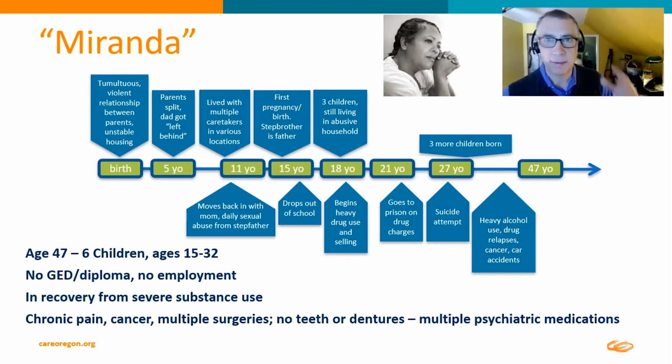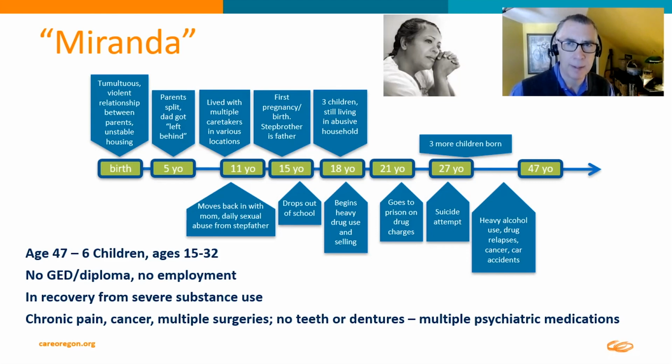Take a look at from birth to just age 5. Unstable housing as a child, as a baby growing up. By the time she's 5, her parents split. She's lived in all these different caregivers, a lot of unstable, potentially unsafe environments growing up. At 11, she moves back in with mom and endures daily sexual abuse from her stepfather.